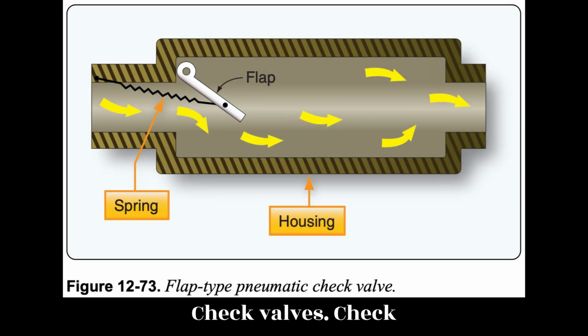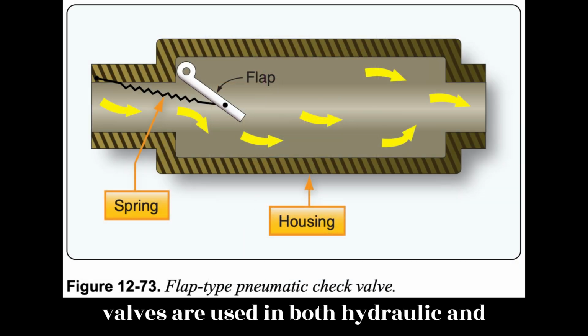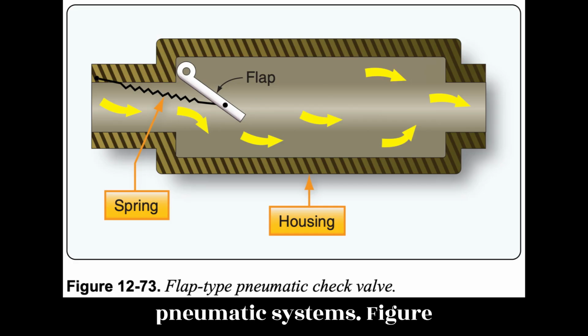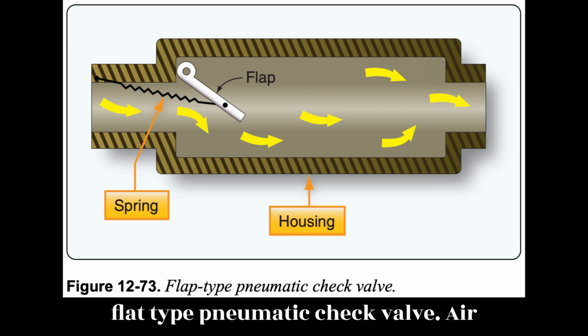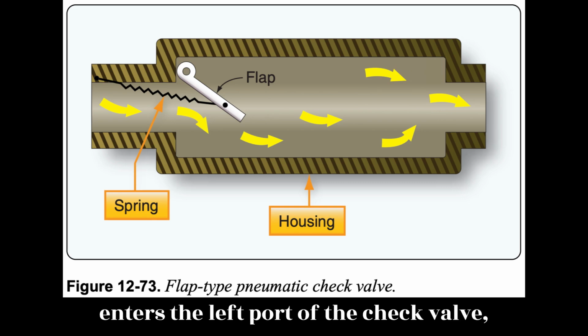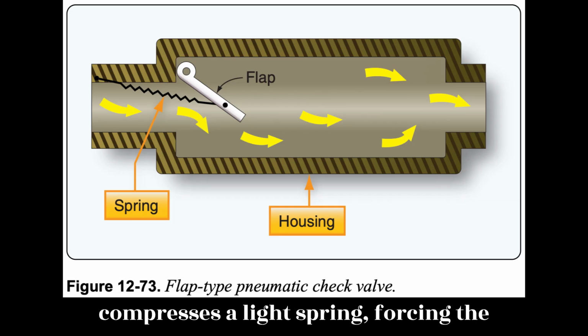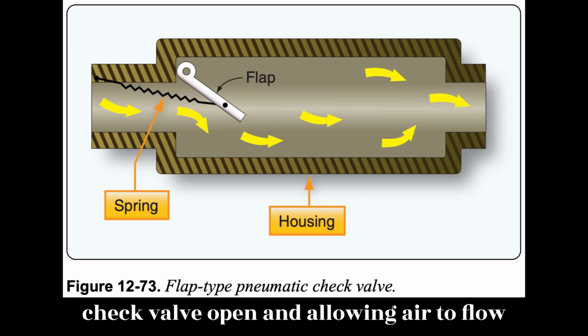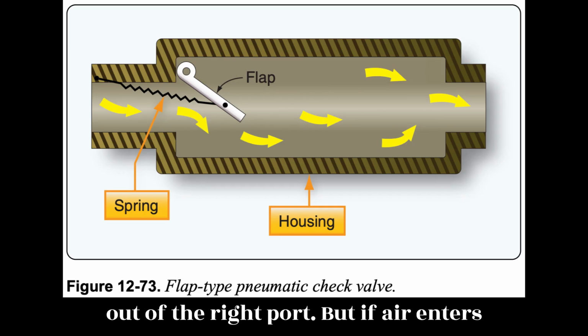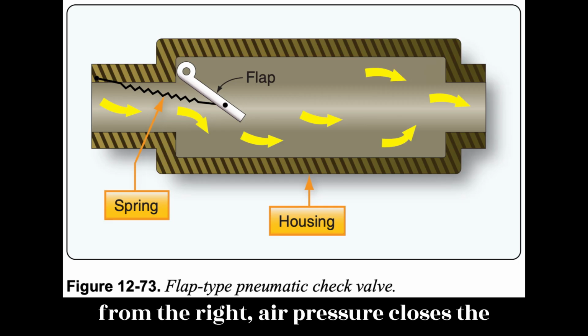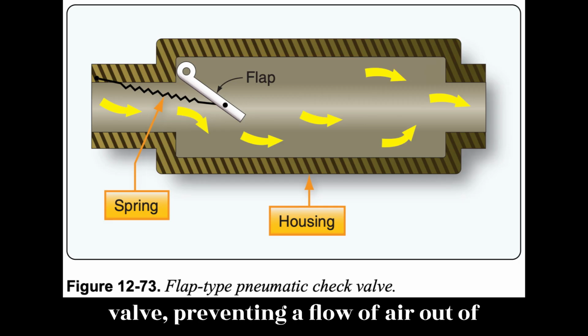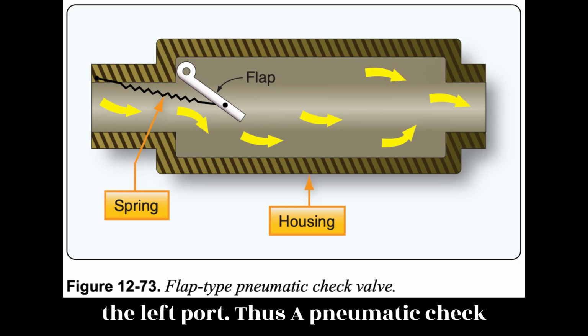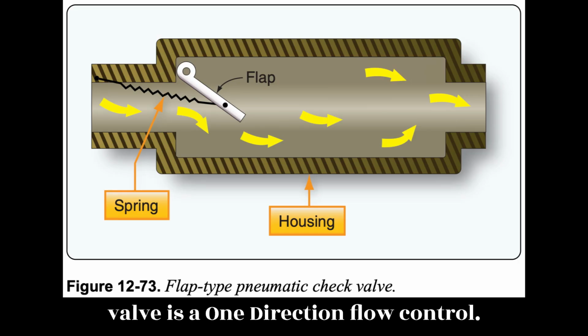Check valves. Check valves are used in both hydraulic and pneumatic systems. Figure 12.73 illustrates a flap-type pneumatic check valve. Air enters the left port of the check valve, compresses a light spring, forcing the check valve open and allowing air to flow out of the right port. But if air enters from the right, air pressure closes the valve, preventing a flow of air out of the left port. Thus, a pneumatic check valve is a one-direction flow control valve.